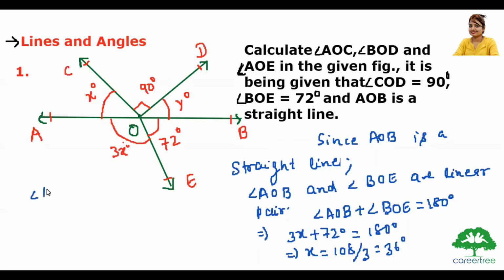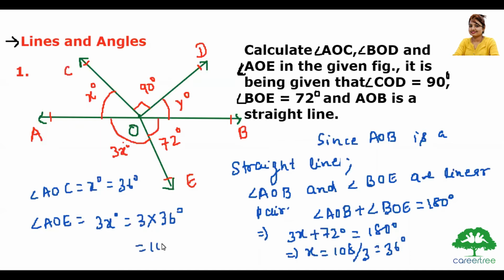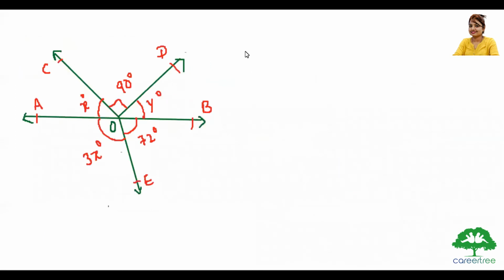It means angle AOC, which is x degree, equals 36 degree. But angle AOE is given as 3x degree, so angle AOE equals 3 into 36 degree, which equals 108 degree. Okay, now we have found this angle and this angle. Now we have to find angle BOD, which is y degree.